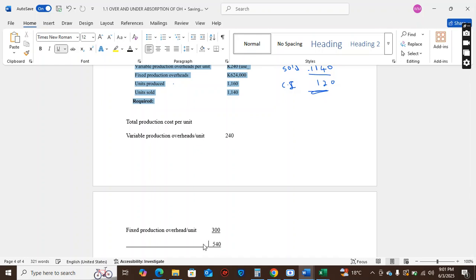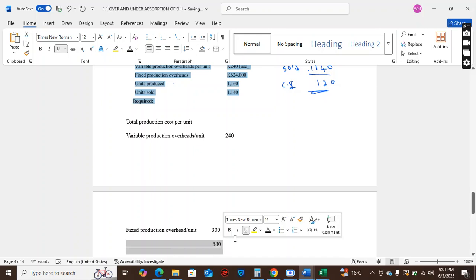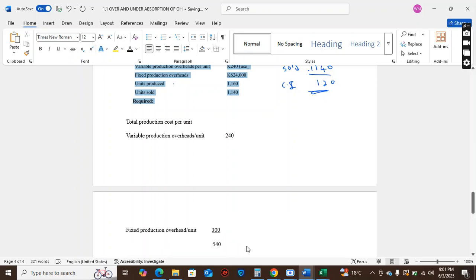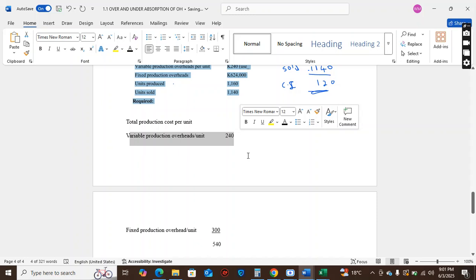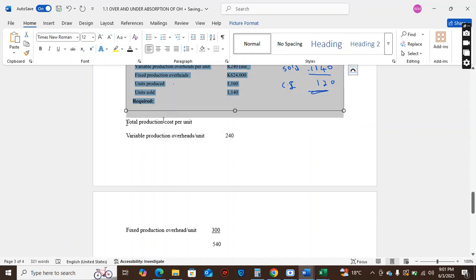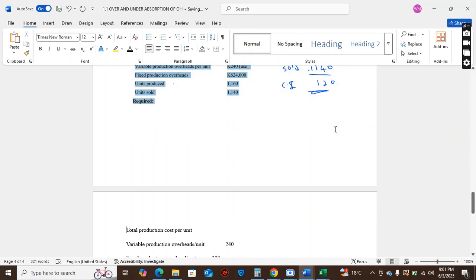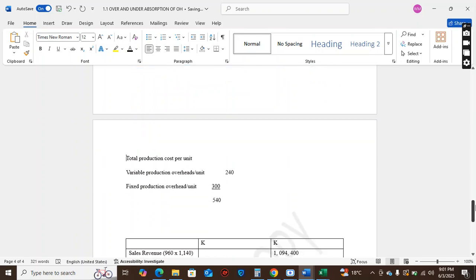540 kwacha. And this is what we're going to use to value our opening inventory, our production, and our closing inventory. This is 540 kwacha, because absorption costing includes variable and fixed production costs. Marginal costing, you would have just looked at only this 240 here. But absorption costing, you include both variable production and fixed production costs per unit.